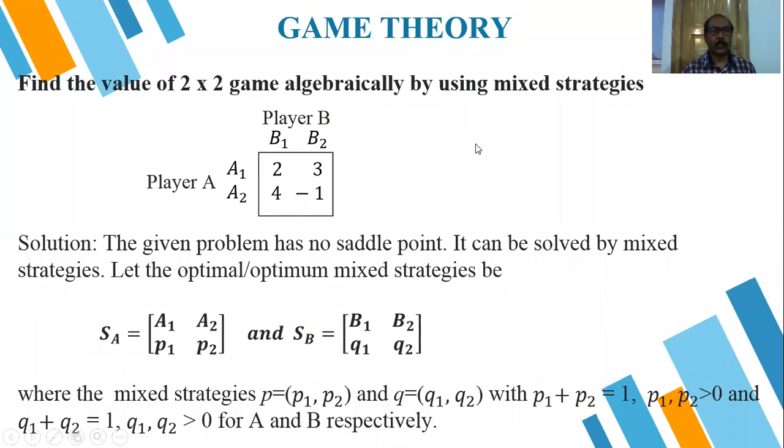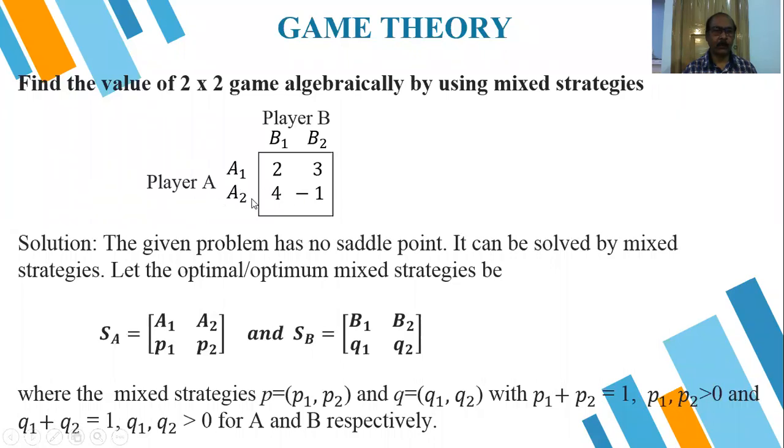Now we consider a problem of a 2 cross 2 pair of matrix for a mixed strategy that we try to solve by using the algebraic method. Find the value of the 2 cross 2 game algebraically by using the mixed strategies. So a pair of matrix is given, 2 cross 2: 2, 3, 4, minus 1.